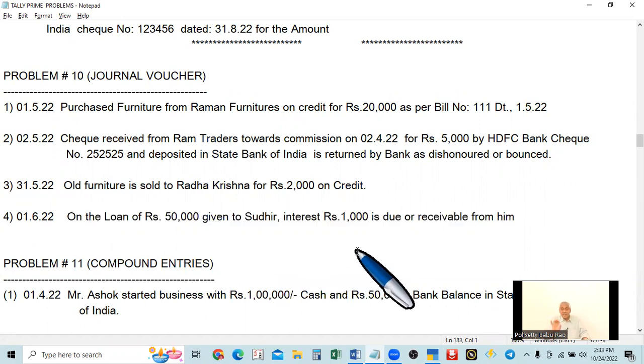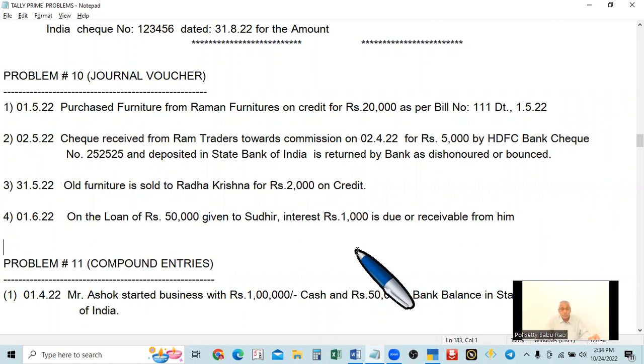Here, commission is not received. Whether it is received or not received, it is income. Interest, whether received or not received, it is income only. So commission account, interest account is to be credited. Interest received account is to be credited in the journal. Interest received, credited. And debit, we can do in two ways.